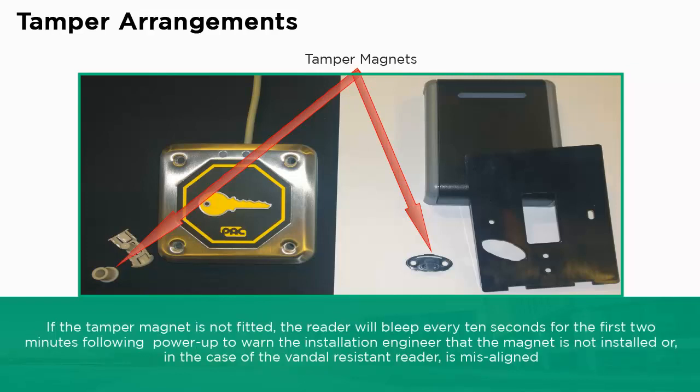If the tamper magnet is not fitted, the reader will beep every 10 seconds for the first 2 minutes following power-up, to warn the installation engineer that the magnet is not installed, or in the case of the vandal-resistant reader, is misaligned.